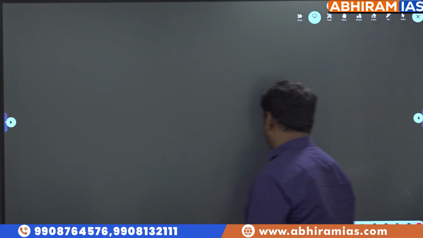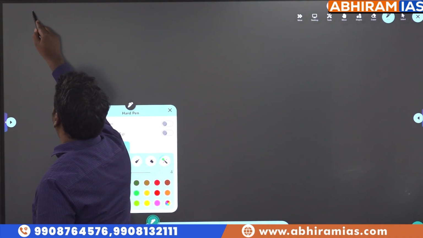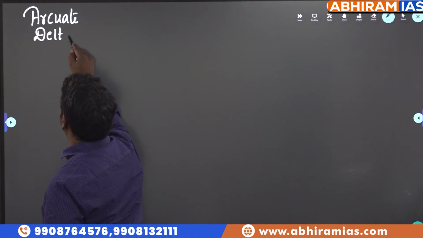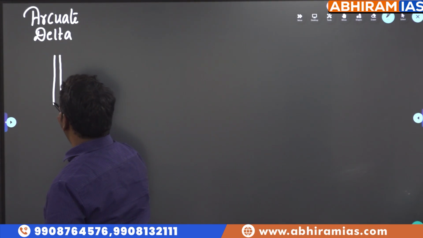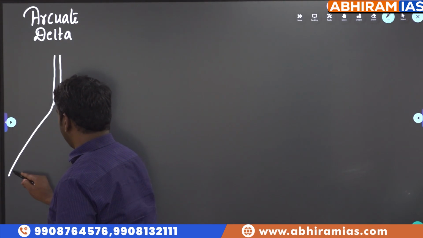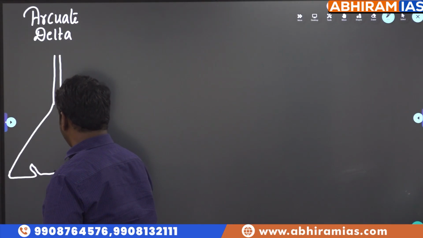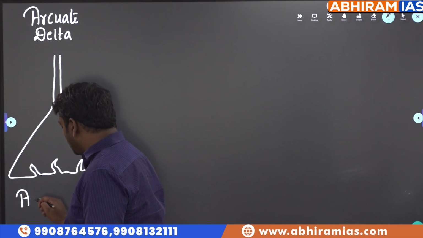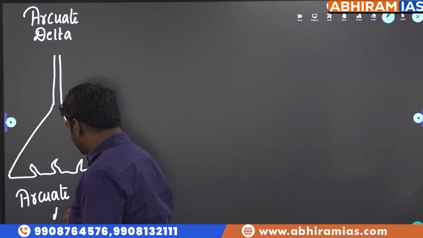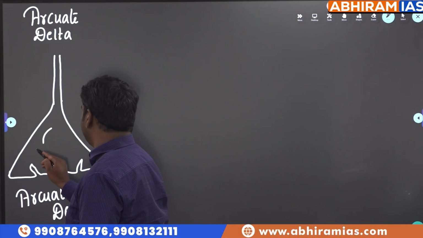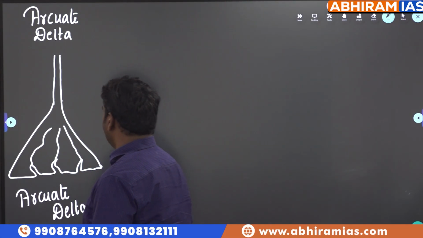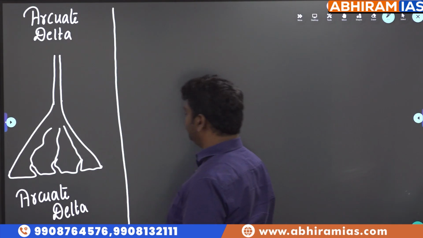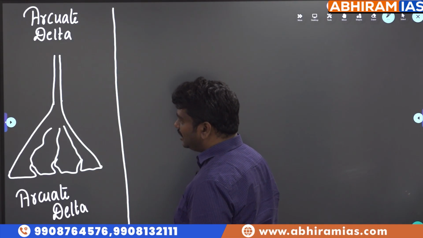First one. Arcuate delta. Hyphen. When the deposits spread in the shape of an arc. Example: Ganga, Nile, Amazon.